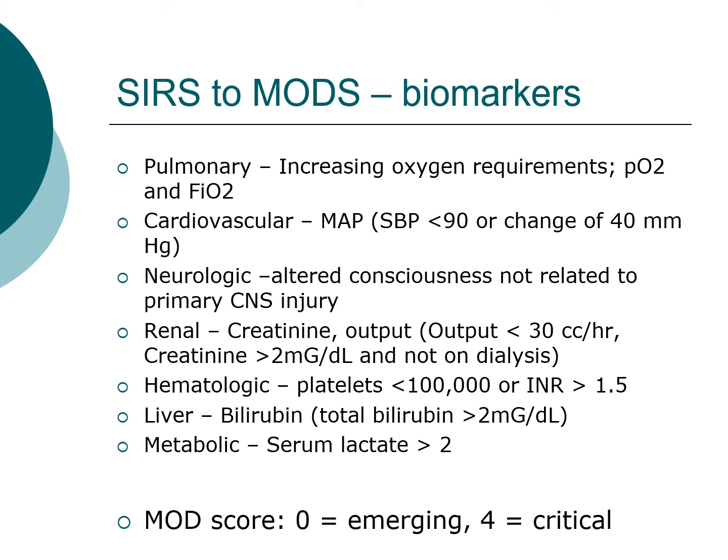Renal, we have lots of good renal measures. BUN, but creatinine is better. Output, again, if they're dropping below 30, now we're threatening their kidneys. Their creatinine, if their creatinine is rising above 2 and they're not on dialysis, we have kind of a concern there.